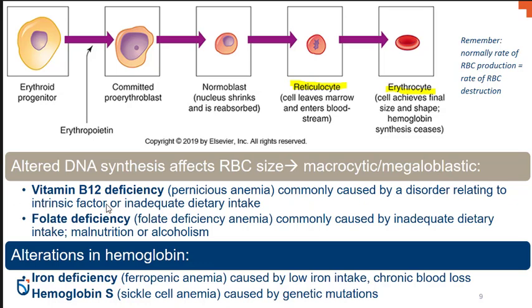So if somebody is deficient in vitamin B12, it can lead to what's called vitamin B12 deficiency anemia, also known as pernicious anemia. Pernicious means severe. This used to be considered a very severe anemia once upon a time. But why would somebody be deficient in B12? Well, commonly it's because they have some sort of disorder relating to intrinsic factor.